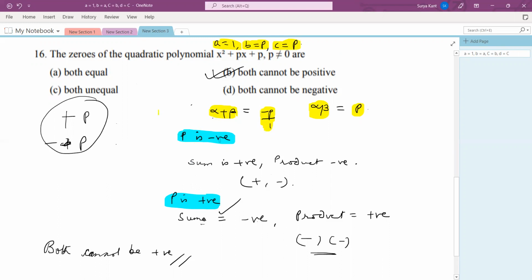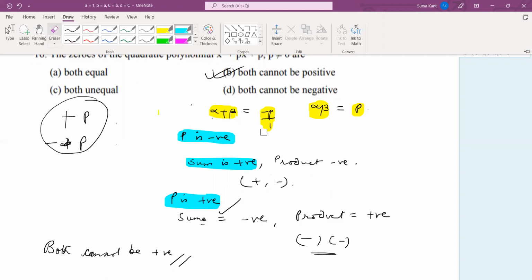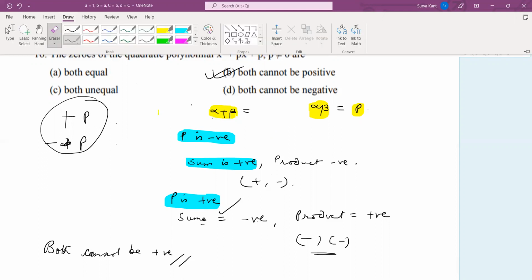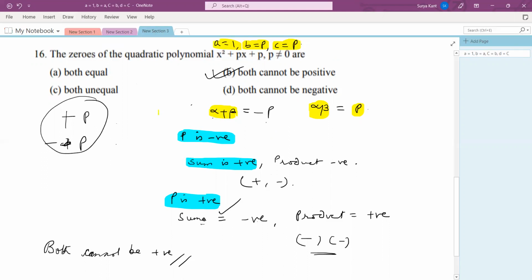If P is negative, then what is happening? Sum is positive. How is sum positive? Because see, if you mention here minus P, and P is negative, so this whole part becomes positive in that case. So sum is positive and product will become negative. So positive and negative are coming over here, which means one root should be positive and one root should be negative. Rasul, is it clear now?